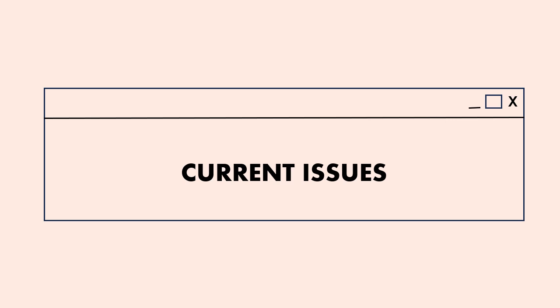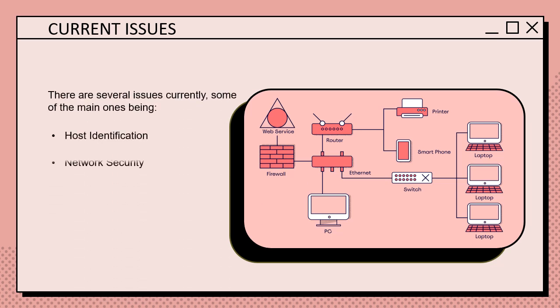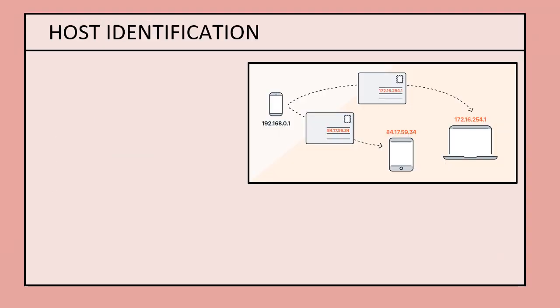Current issues related to computer networks. So what are the issues related to computer networks? There are many, but the main ones are host identification, network security, and lack of capacity. What is the challenge we face when it comes to host identification?